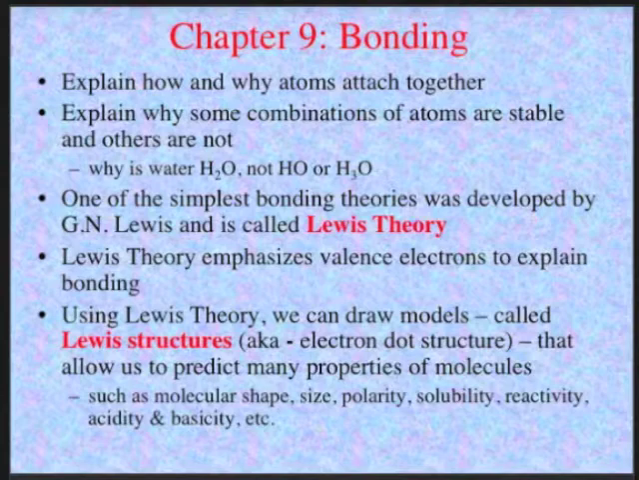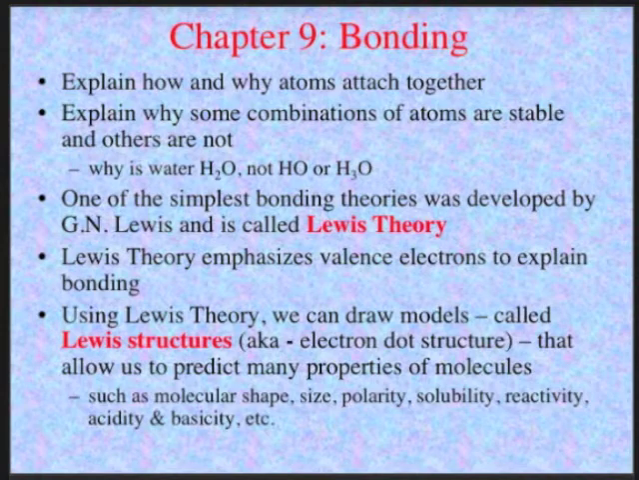One of the simplest bonding theories was developed by Gilbert Lewis. It's called Lewis theory, and it emphasizes valence electrons to explain bonding. Using Lewis theory, we can draw models called Lewis structures or electron dot structures that allow us to predict many properties of molecules, such as molecular shape or polarity, solubility, reactivity, acidity, and basicity. So it's a very useful model.